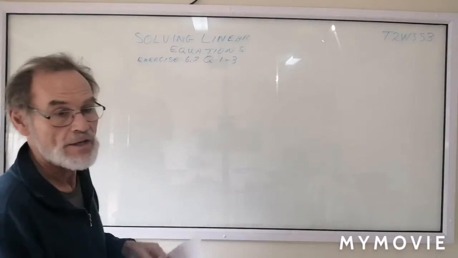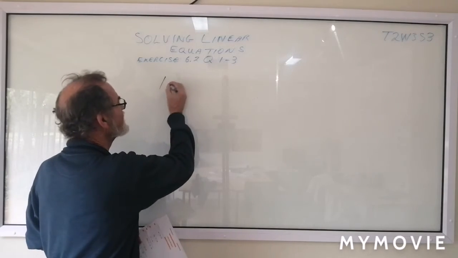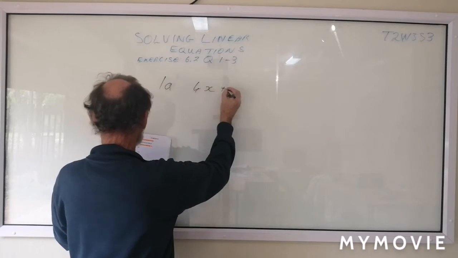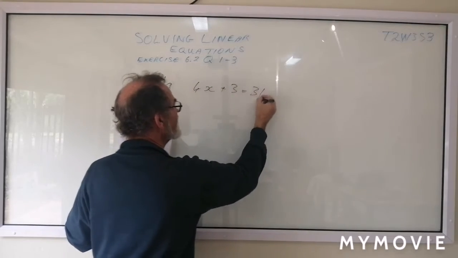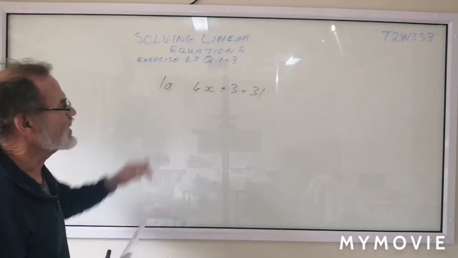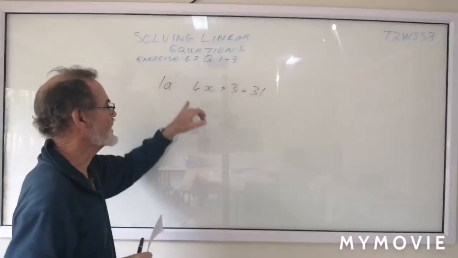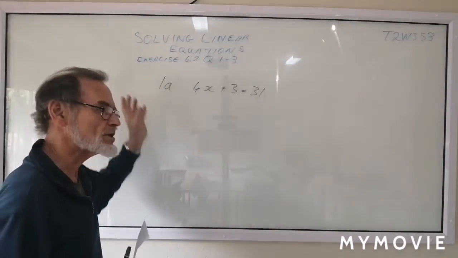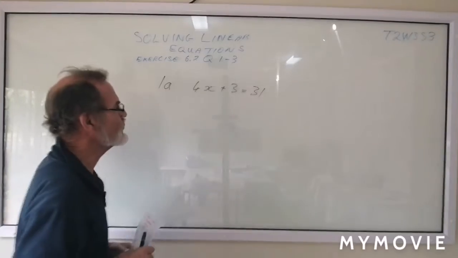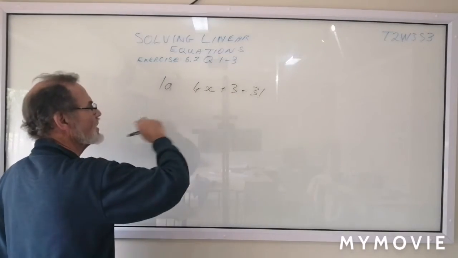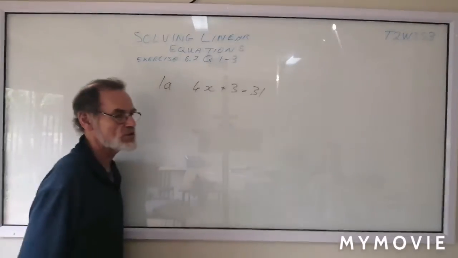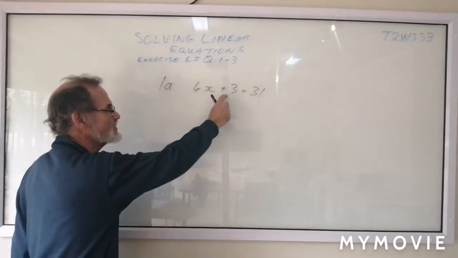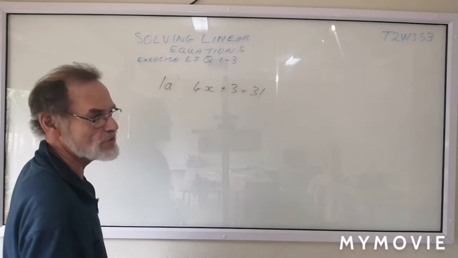Alright, here we go. Question 1a. 4x plus 3 is equal to 31. When we have an equation like this, we need to get x on the left on its own. You can get it on the right too, whichever is comfortable for you, but most people have it on the left. But we need to start at the number furthest from x on the left here, which is the plus 3. You've got to get rid of the plus 3 first.